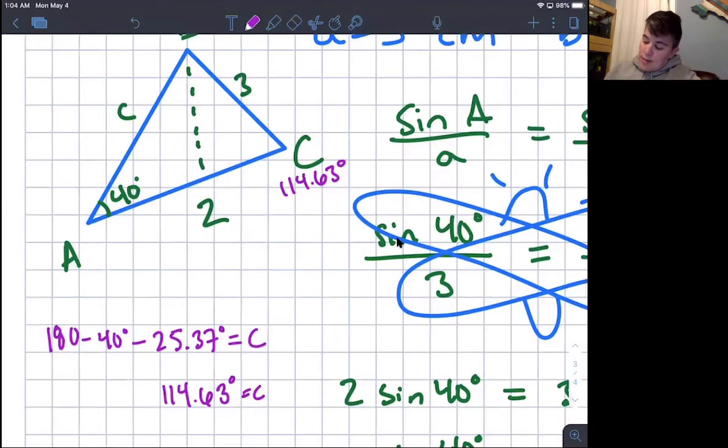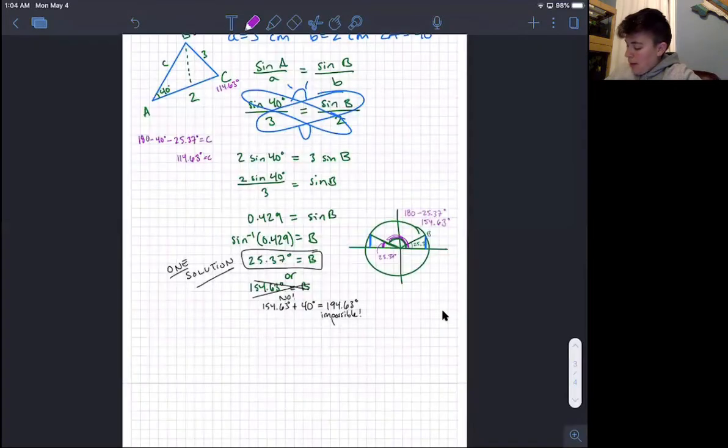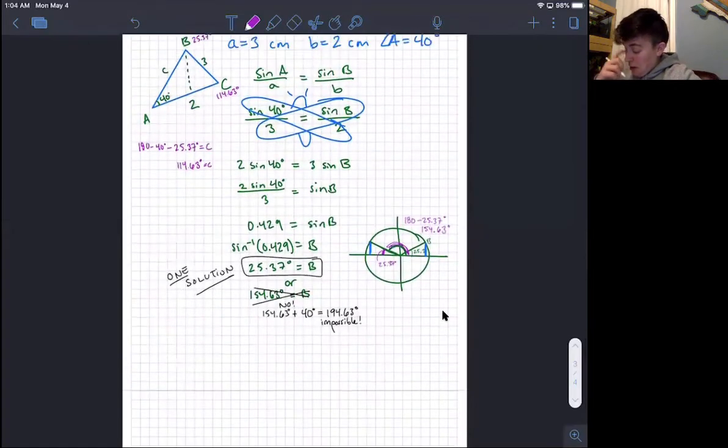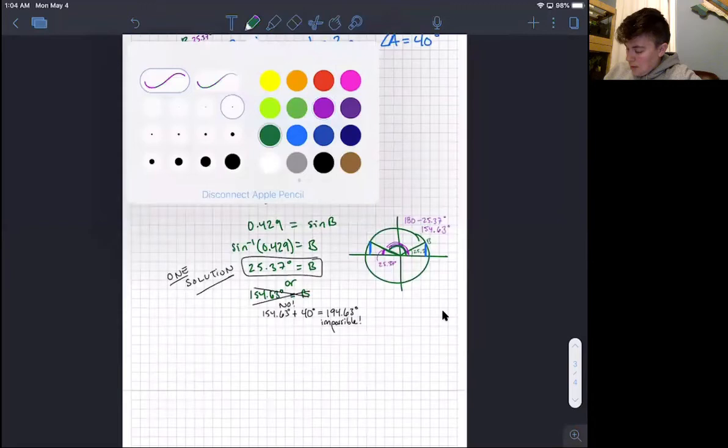And then what I'd love for you to do, now that we know all of our angles, we still need to find side C. I want you to pause this and go find side C. It should be pretty straightforward and easy. Use the law of sines, and then let me know what you get. Come back and check. I'm going to do it over here, but go check. Go do yours.